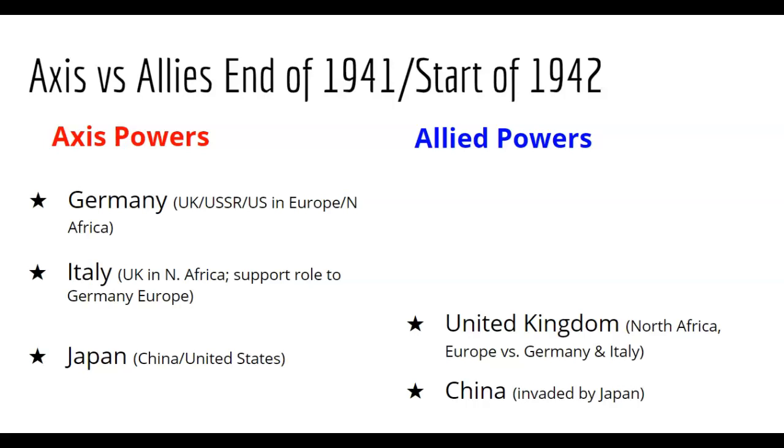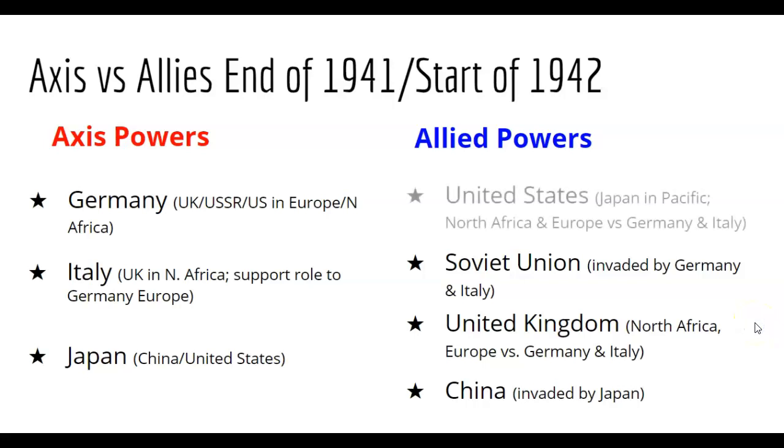The Allied powers, on the other hand, are the United Kingdom fighting in North Africa and at home against Germany and Italy. China is trying to fight out the Japanese. The Soviet Union now is an Allied power trying to fight out the Germans and the Italians in their own country. And the United States is sort of the final piece of this puzzle on the Allied side when Japan attacks it. So the United States is going to have to fight a war on two different fronts.